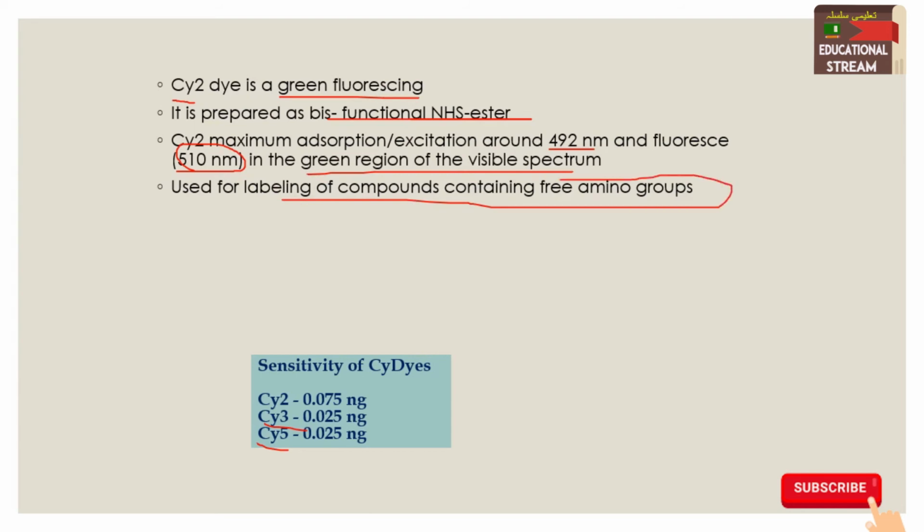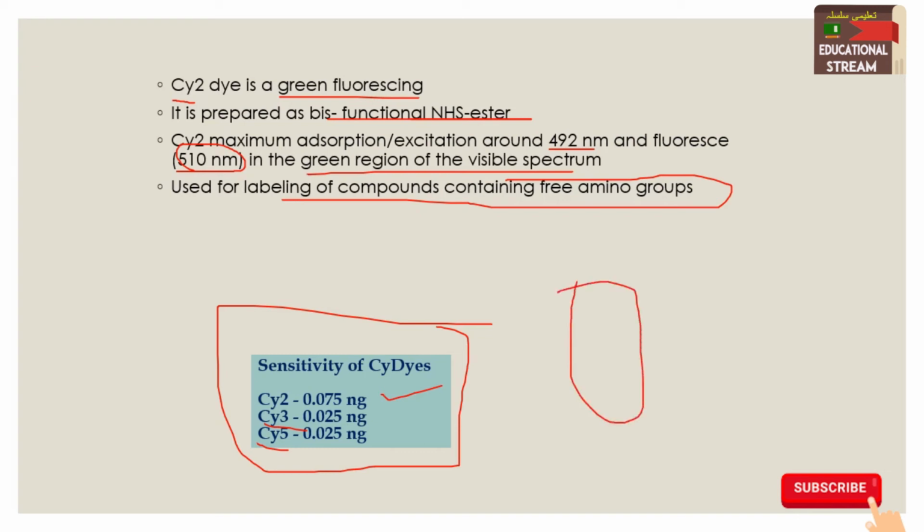and it is used for labeling of compounds containing free amino group. As far as the sensitivity of these Cy dyes is concerned, Cy2 can bind if the quantity is as low as 0.075 nanogram. Like if one protein is of 0.075 nanogram in a solution, then it can bind with it. While the sensitivity of the Cy3 and Cy5 is the same, that they can bind to as low as 0.025 nanogram proteins.